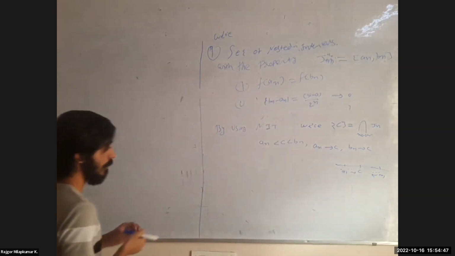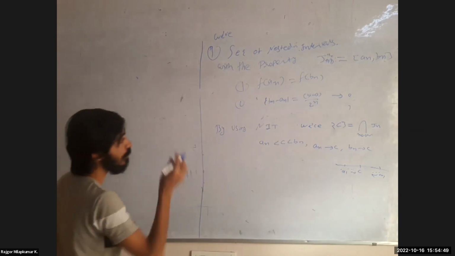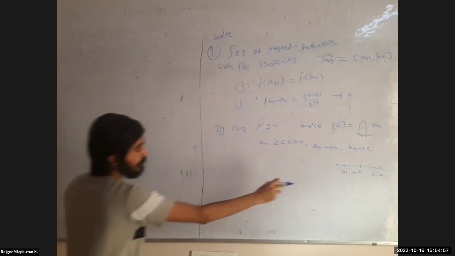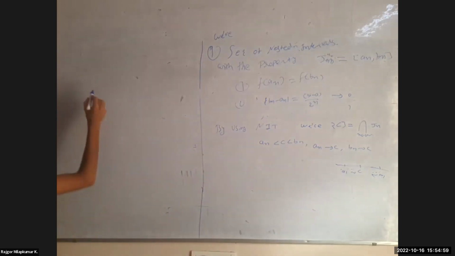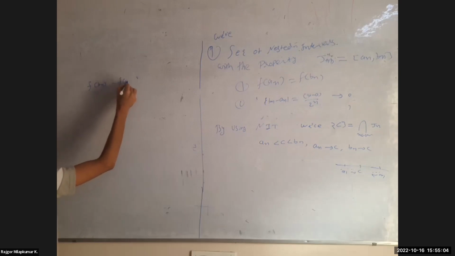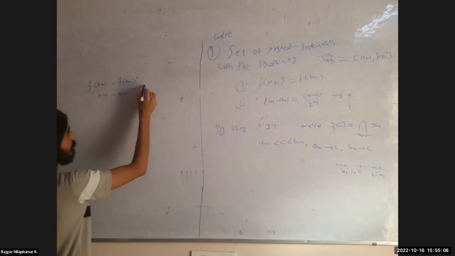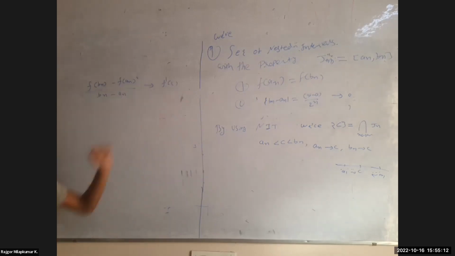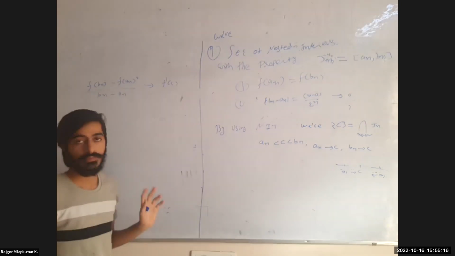Now, suppose I have two sequences. Now I will prove that (f of Bn minus f of An) upon (Bn minus An) will converge to f dash C. This has to converge to f dash C. There is no other choice. So if I prove this, then I am done.